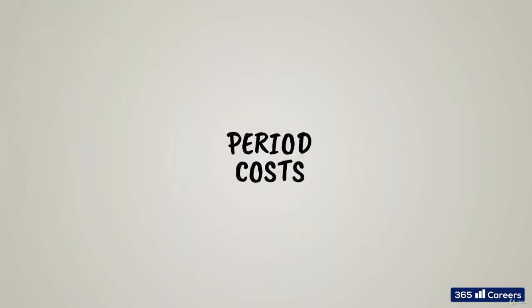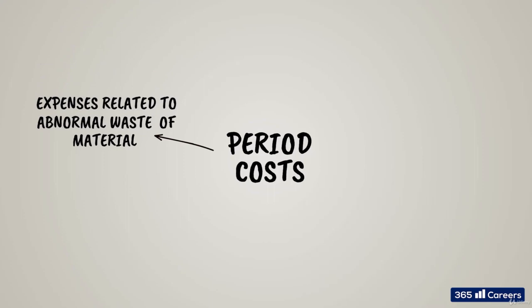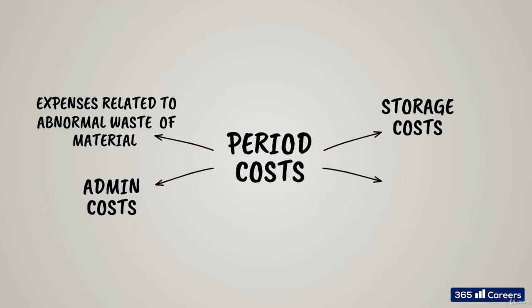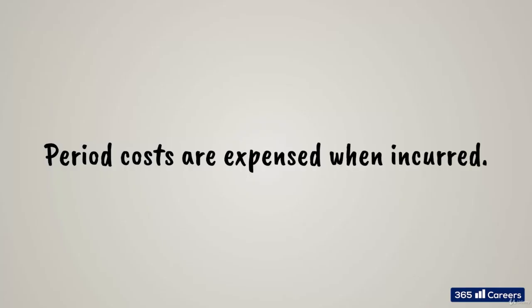Here are a few examples of period costs. Expenses related to an abnormal waste of material, storage costs, admin costs, and selling expenses. These costs will be expensed in the same period when they are incurred, and they cannot be related to a particular batch of products we are selling.